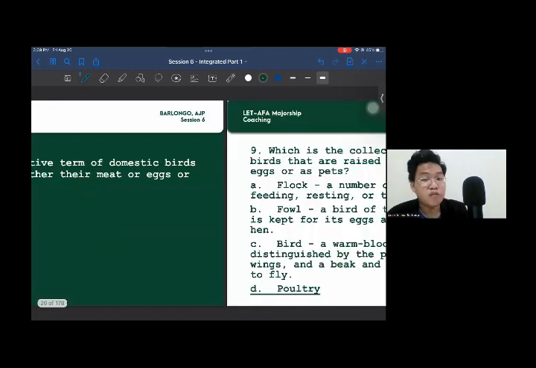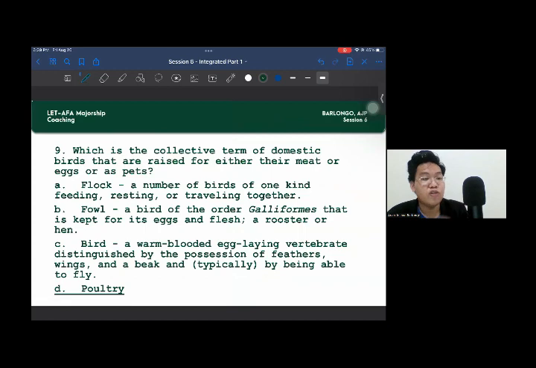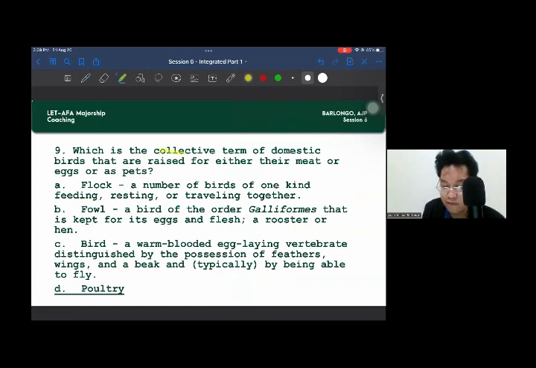The answer for this one is letter D, which is poultry. The key term na pwede niyong pag-base ng answer is the term collective. Ayan, of domestic, which means, again, kapag domestic, these are systematically bred na mga organisms that are for production or for agricultural purposes.